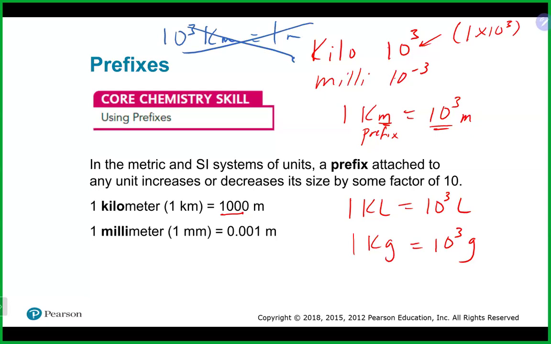So when you see that 10 to the 3, 10 to the minus 3, we'll see a table here in just a second with the rest of them. What you see on that table is how much there is in the base unit, again, to one of the prefix units. So don't get it backwards. Very common people do that.